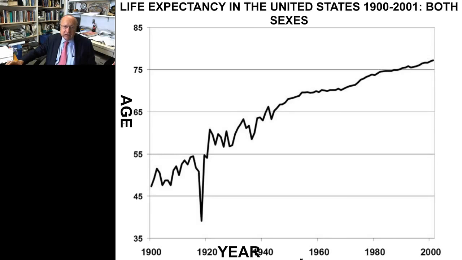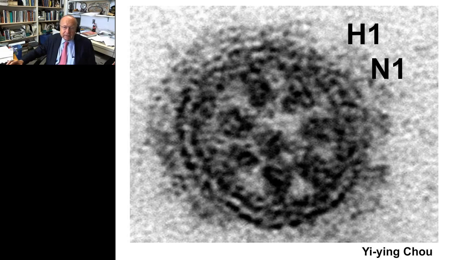The next slide shows us an electron micrograph, and this was taken by a student of mine, Yi-Ying Chu. What we can see here is a virus which has RNA, a segmented genome. We can see one RNA in the center, and around this one RNA segment there are 7 other RNAs which make up the genome of the influenza virus.